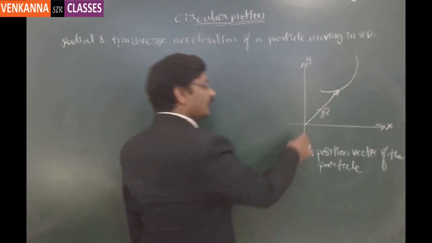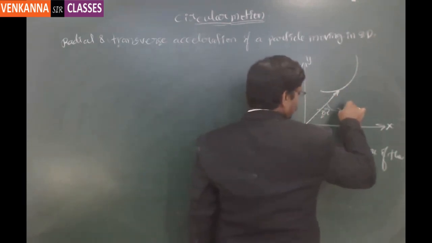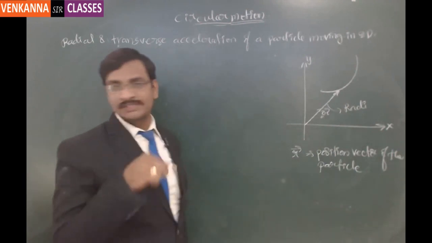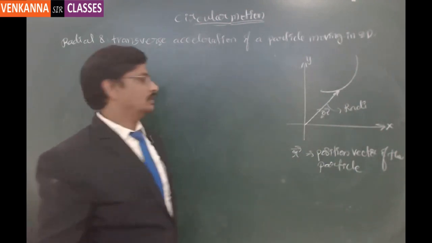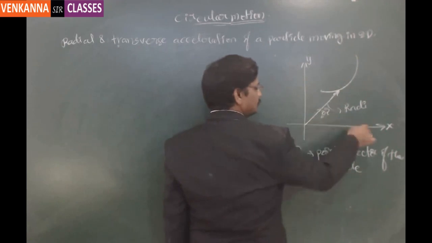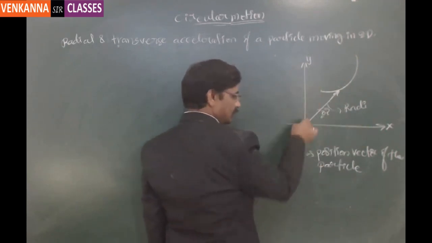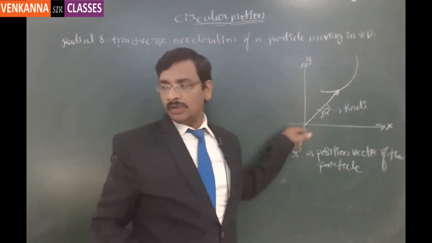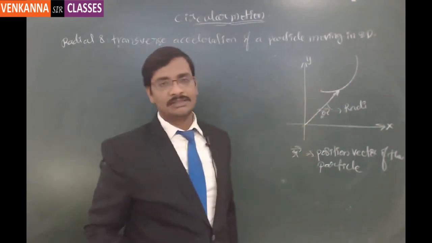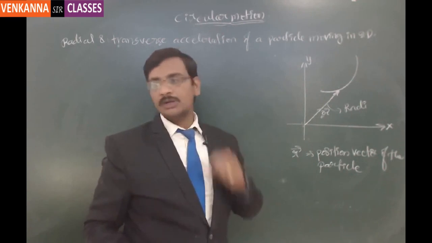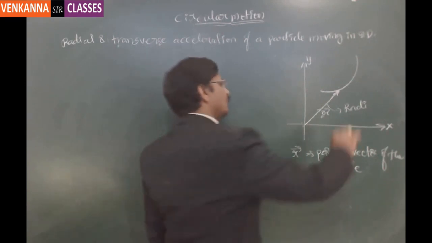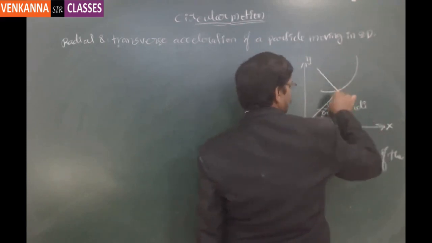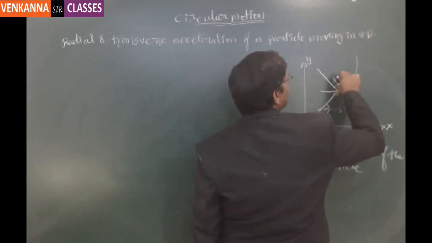And this is also called the radial direction, because any direction going away from the fixed point is always called the radial direction. That means this is a radial direction, this is a radial direction, this is a radial, and this is also a radial. That means starting from this fixed point, going away in any direction is called the radial direction. And a direction which is perpendicular to the radial direction is called the transverse direction. So this is the transverse direction.